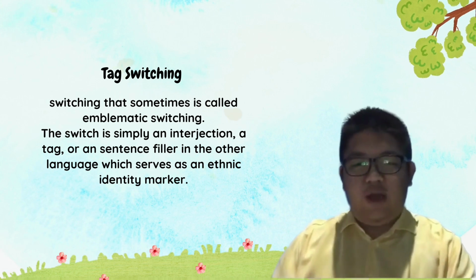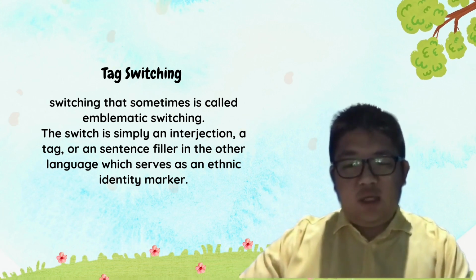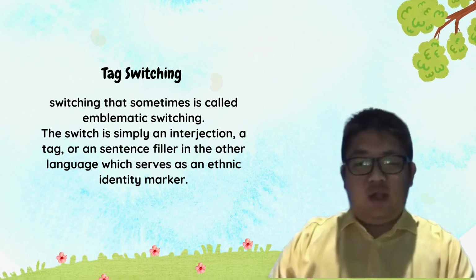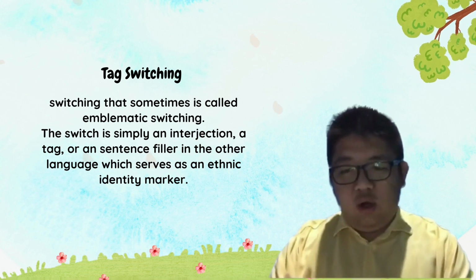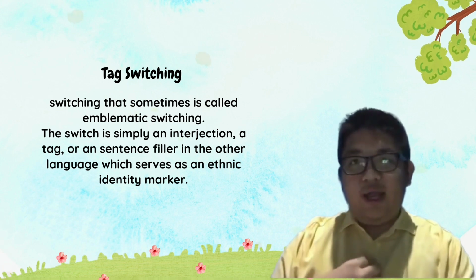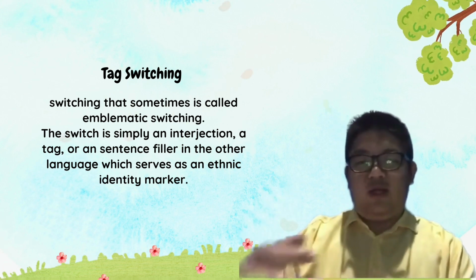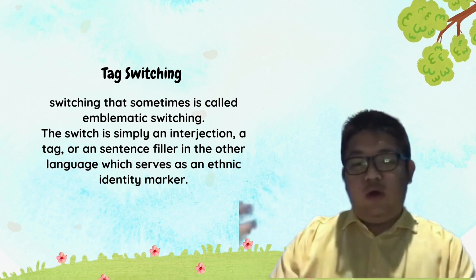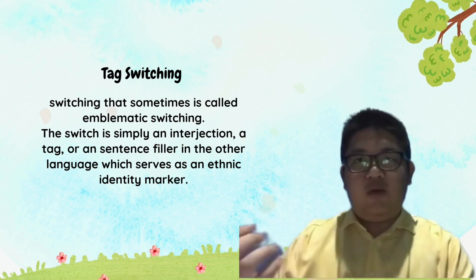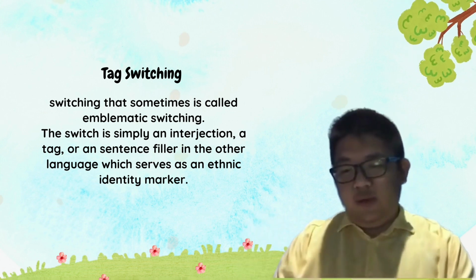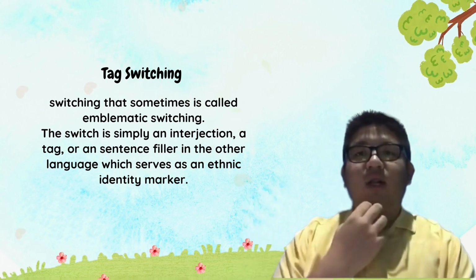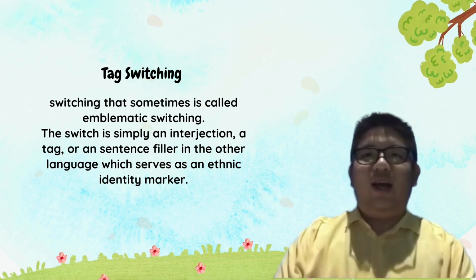Now for the third type, we have tag switching. Tag switching is a kind of switching that is sometimes called emblematic switching or context switching. For example, "I'm a good friend, ne?" The "ne" is a Japanese word that means no, or "isn't that right?" This word "ne" from Japanese is used to give a teasing tone to the sentence. A teasing tone is like when we tease people, like "haha, you look funny."